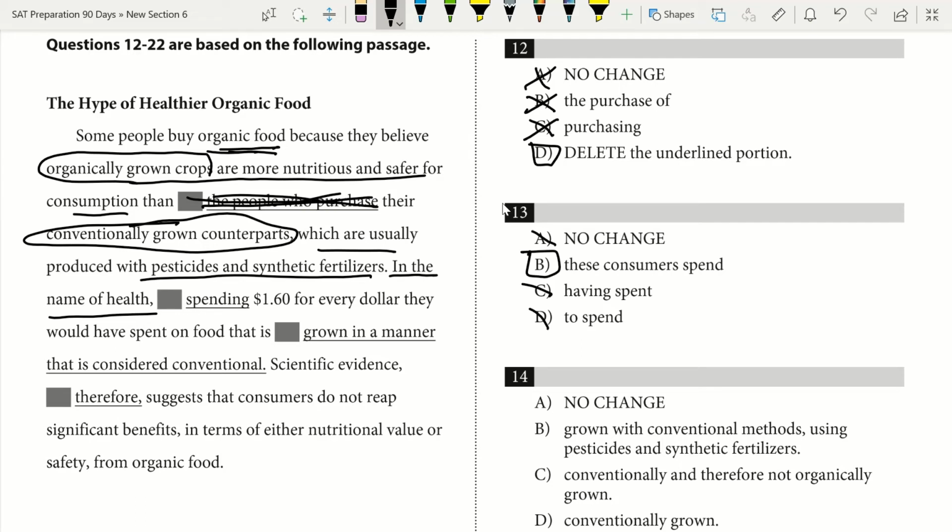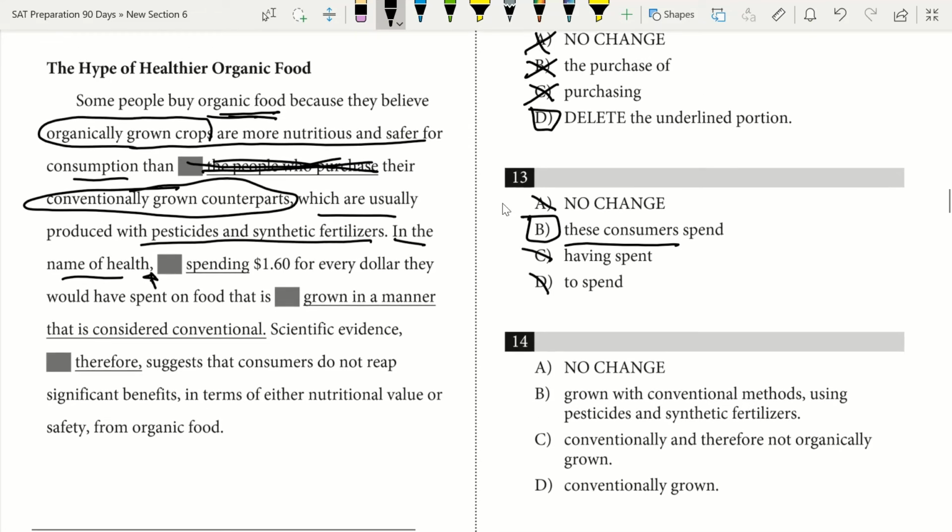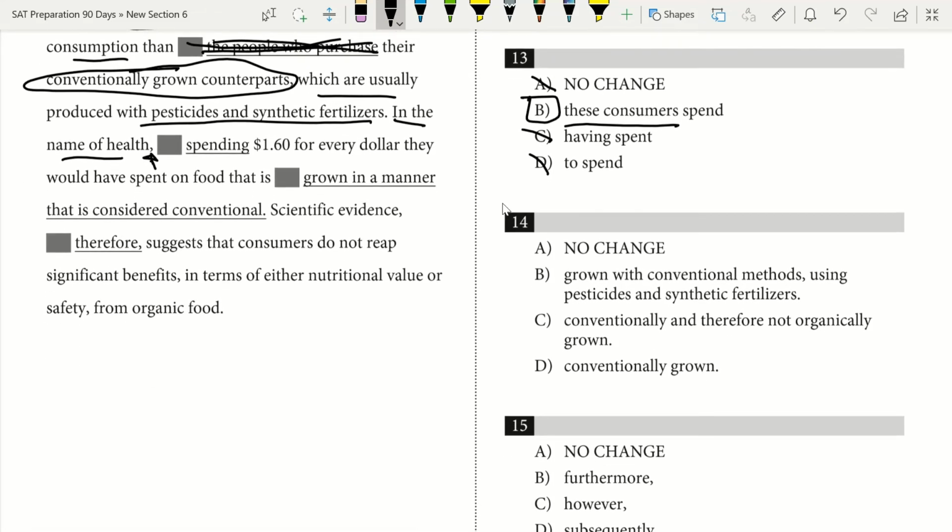We want to make sure that we're modifying the correct answer. Okay, in this case, this is obviously a modifier question because in the name of health, that's modifying something, right? We can tell because it has this comma at the end. Now, what is it modifying or who is it modifying? It's modifying these consumers. So our answer there is going to be B for number 13. That's a modifier question.